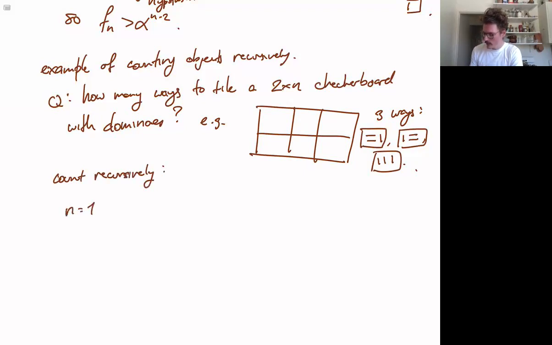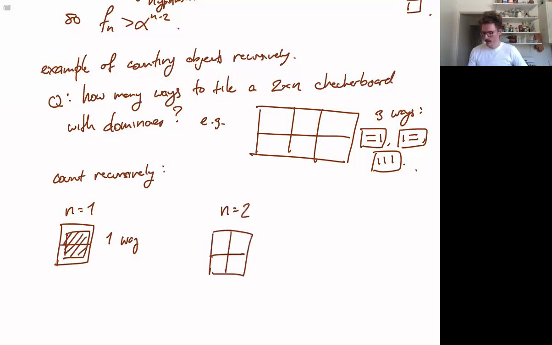So n equals 1. Our checkerboard looks like this. And we can tile it in exactly one way, like that. So one way. For n equals 2, our checkerboard looks like this. And there are 2 ways. Like this, or like this. 2 ways.